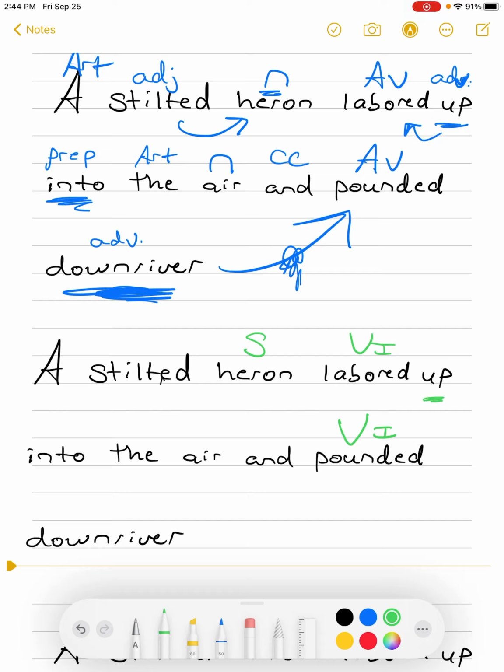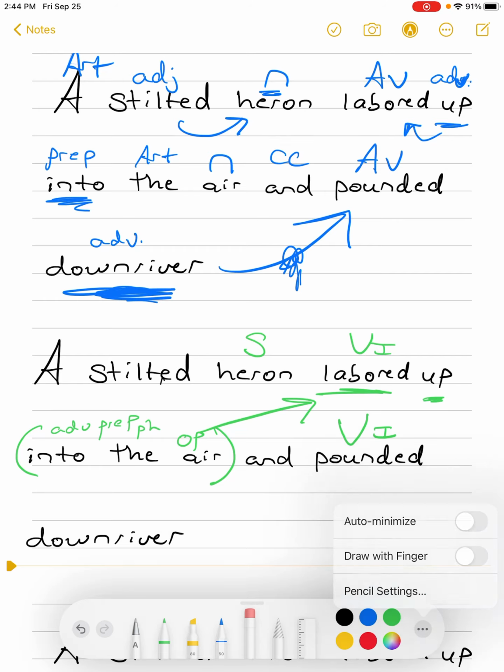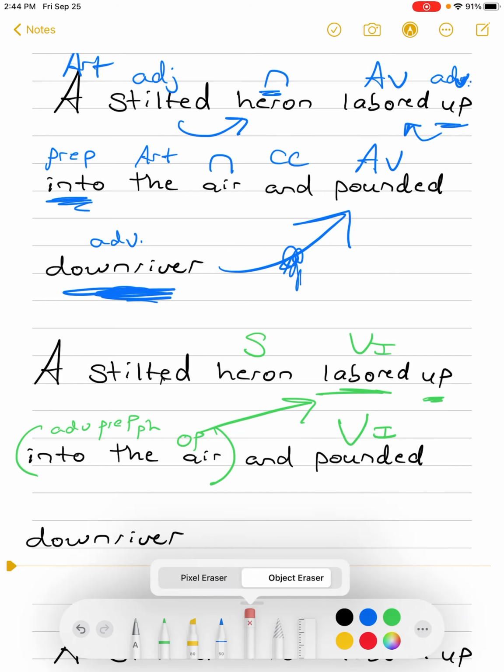Except for, we do have to worry about this. Into the air. That is a prepositional phrase. And what does that prepositional phrase tell me more about? Does it tell me about the heron? Or does it tell me where the heron labored? I'm going to argue that it is this guy. So this is an adverb prep phrase, and air would be my object of the preposition. All right, and that's it for Tuesdays. Cool.